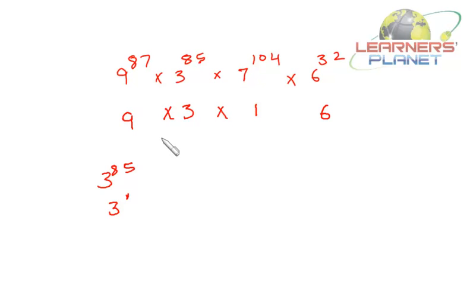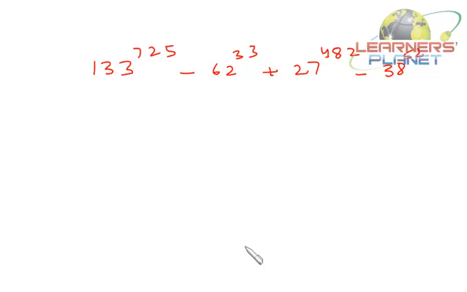Now let's calculate the final unit digit. So it's 9 3s are 27. We drop 2, we continue with 7. That 7 into this 1 will further give 7, and that 7 into this 6 will produce 42. So what we'll get at the unit place is the number 2. It's very simple, friends.